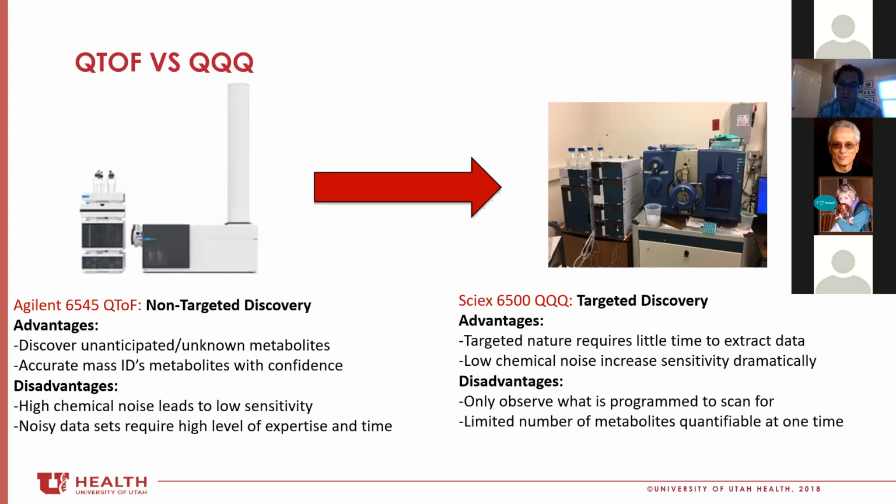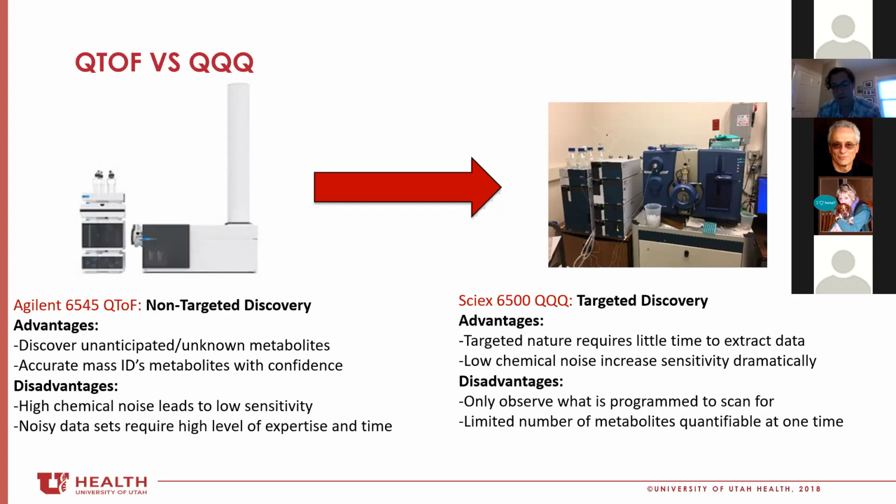So the next idea I had, I'm not the only one doing this, is to do something called targeted discovery. What we're using is a triple quad instrument. The triple quad will only detect what you program it to detect. So in other words, it really won't do discovery at all unless you're doing a pretty broad assay for lots and lots of things. But because you're only looking at what you want to detect, it has a low chemical noise. And this low chemical noise really increases the sensitivity quite dramatically, actually, and you get a much broader dynamic range.